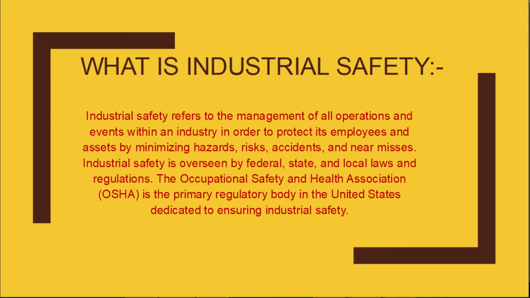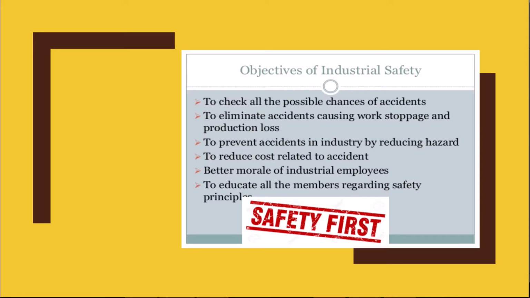When we hear the word industrial safety, the first thing that comes to mind is, what does it talk about? Industrial safety refers to the management of all operations and events within an industry in order to protect its employees and assets by minimizing hazards, risks, accidents, and near misses. Industrial safety is overseen by federal, state, and local laws and regulations. The Occupational Safety and Health Administration, that is OSHA, is the primary regulatory body in the United States dedicated to ensuring industrial safety.